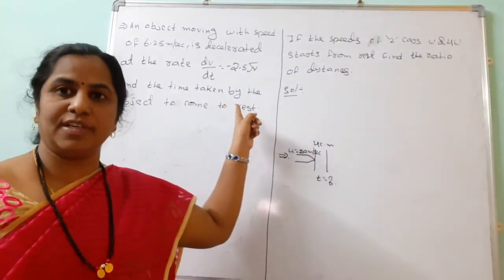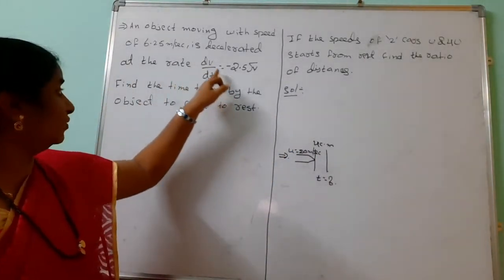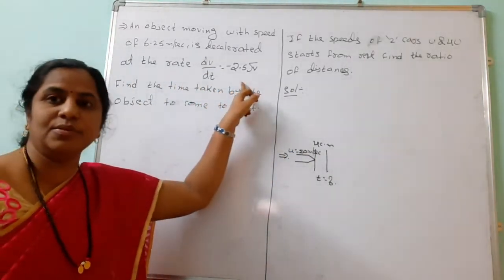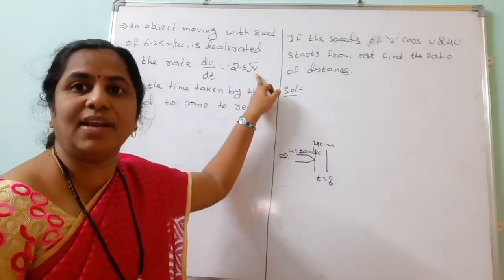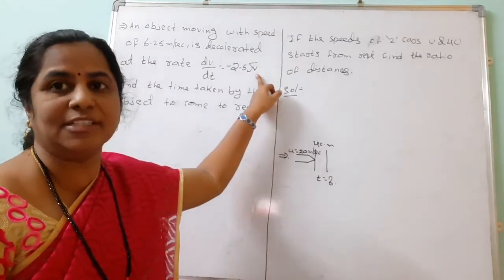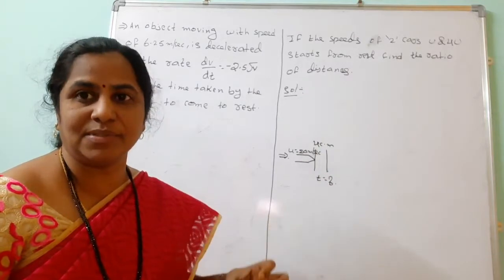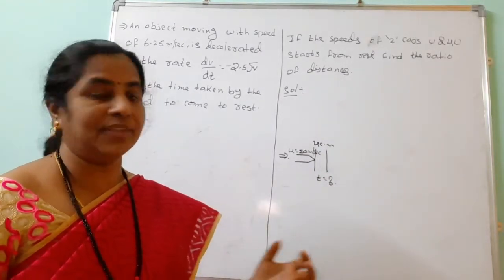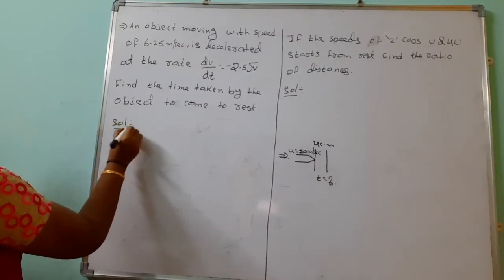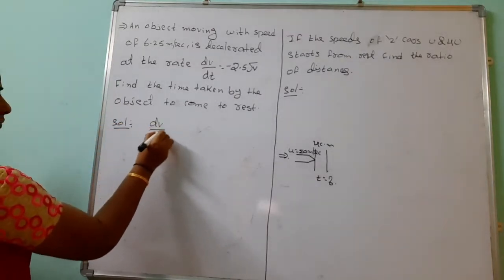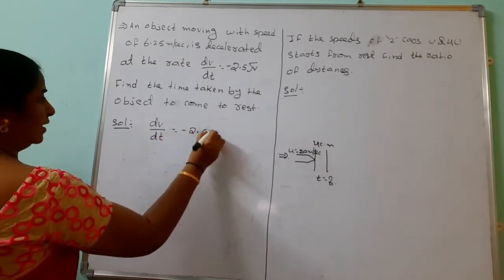In this problem, look once, the given data is the rate of velocity, dv by dt equals minus 2.5 times the square root of v. Initial velocity is 6.25 meters per second. After traveling some time, that velocity becomes 0. We should find out the time. So what is the given data in this case? The given data is dv by dt equals minus 2.5 under root v.